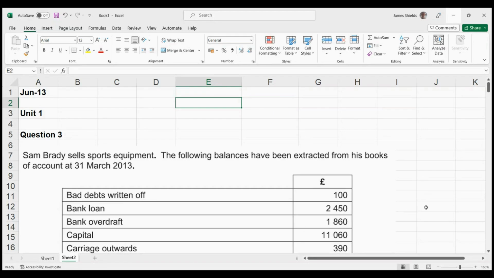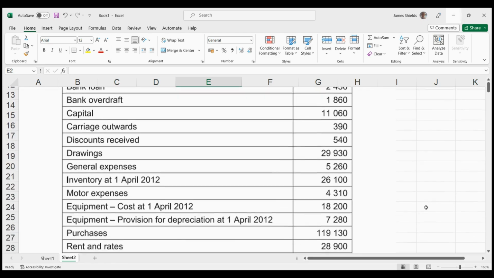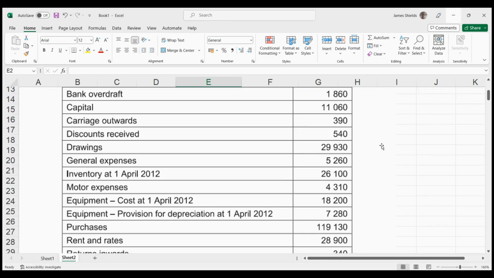So bad debts written off, also known as irrecoverable debts, is £100. Bank loan, £2,450. Bank overdraft, £1,860. Capital, £11,060. Carriage outwards, £390. Discounts received, £540. Drawings, £29,930. General expenses, £5,260. Inventory at the 1st of April 2012, so that's the opening inventory, £26,100.